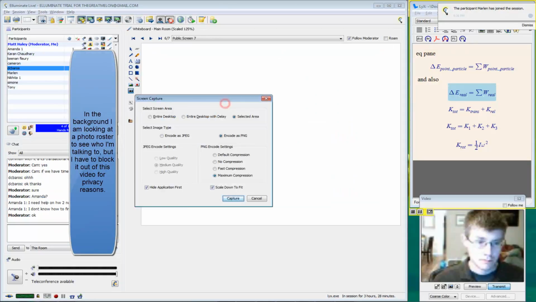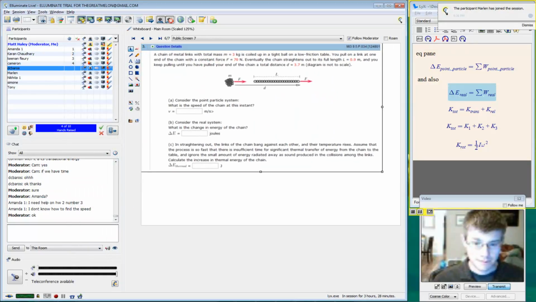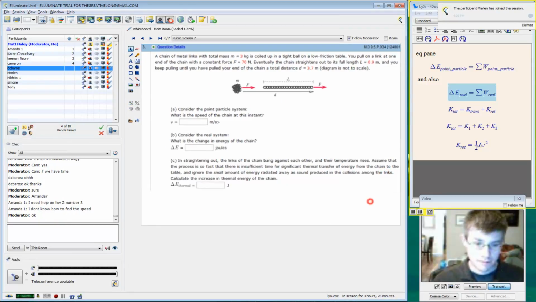I had to block the background because it's a photo roster, but photo rosters are really good to use, so you know who you're talking to. It's a good way to learn your students' names, so you can put a face with each of the names that you're talking to.